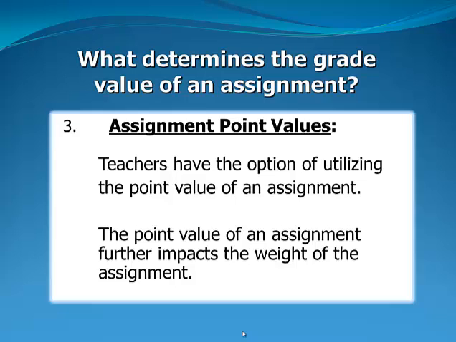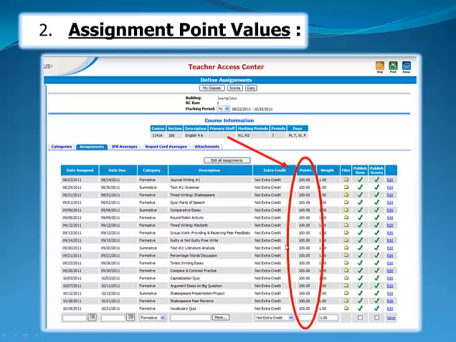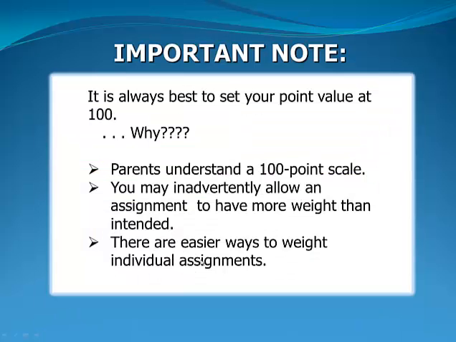So the third thing that determines the value of an assignment is the assignment point values. Teachers have the option of using the point value of an assignment, but this must be done very carefully. It further impacts the weight of an assignment. The point values are found right here on the assignments page, and in this case I used 100 points. It's always best practice to use 100 points because that is the least confusing for parents. Parents understand a 100-point scale.